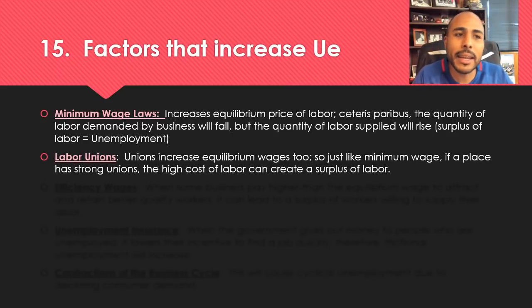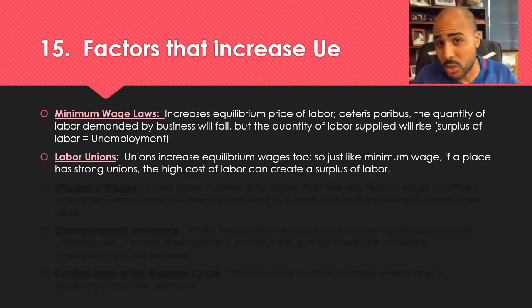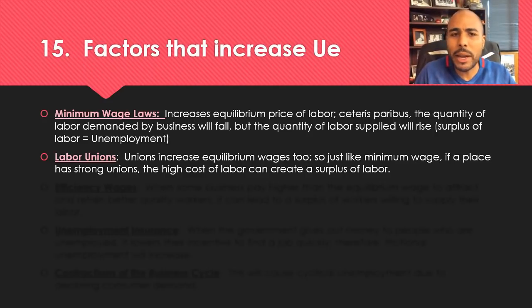Now, next thing that can increase unemployment is labor unions. Remember that labor unions increase equilibrium wages as well. So just like in the minimum wage situation, if a place has strong unions, then the cost of labor there is going to be higher, and that can create a surplus of labor.